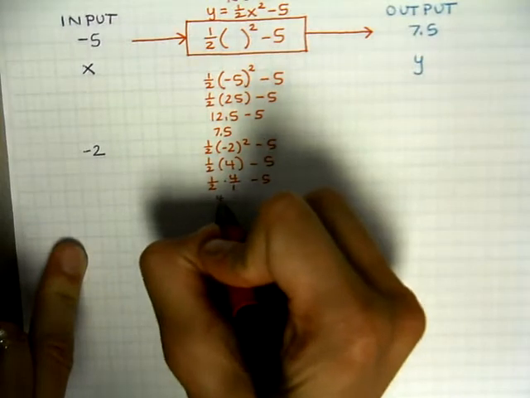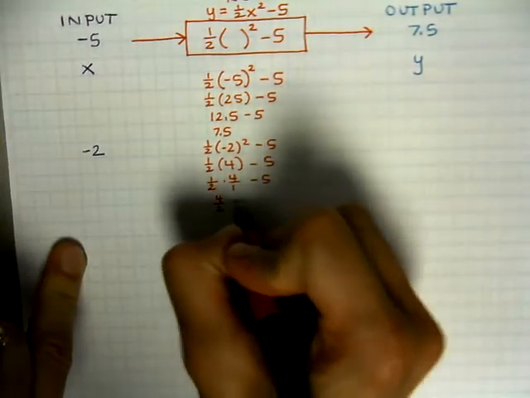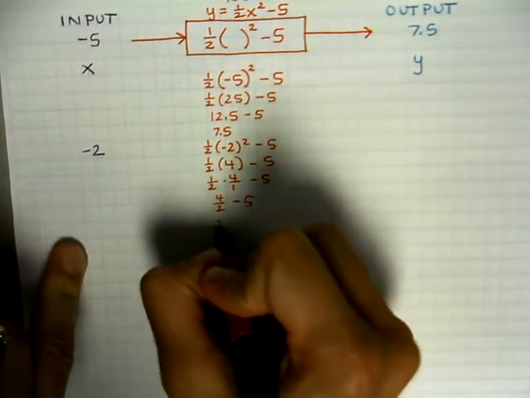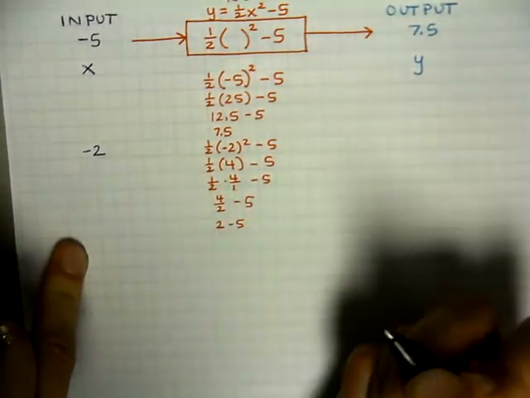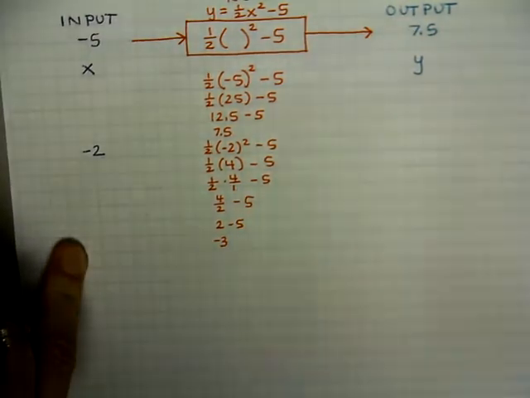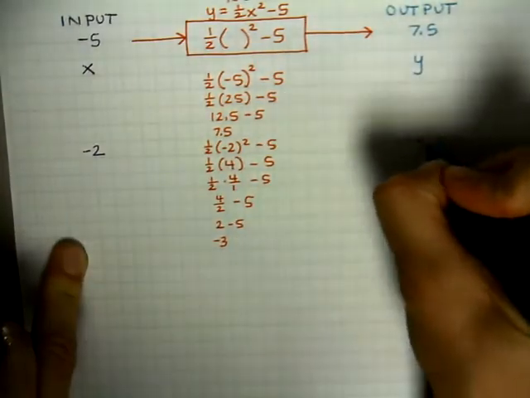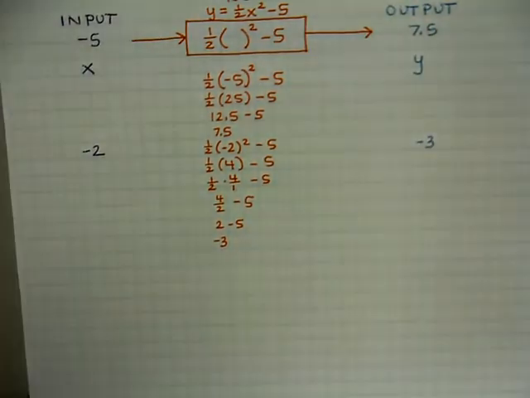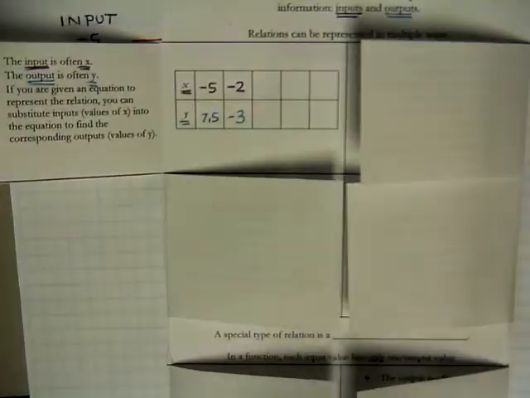And 1 times 4 is 4. 2 times 1 is 2. 4 divided by 2 is 2. So I really have 2 minus 5, which is -3. And so the output here would be -3. And I can go back to my table and fill that in.